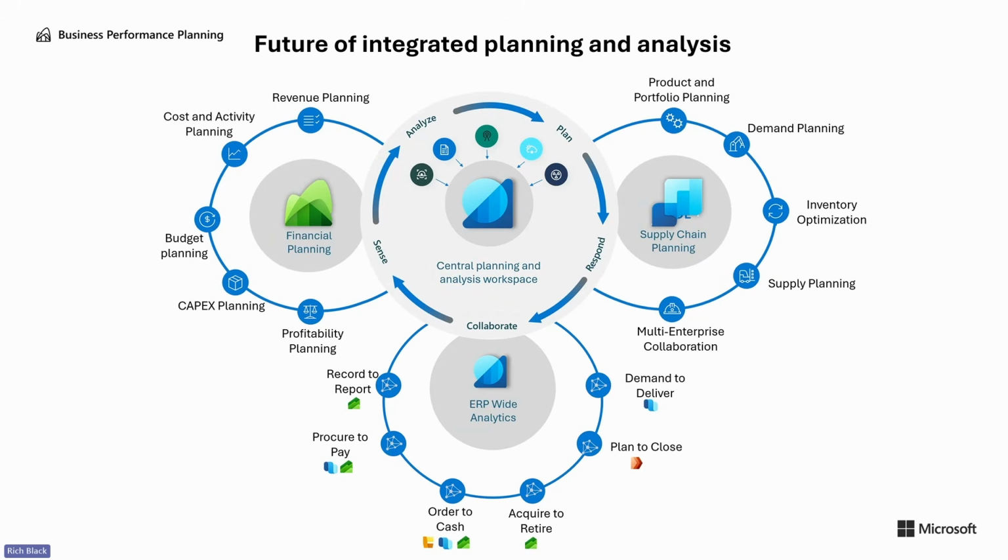BPP handles financial planning, demand planning, and supply chain forecasting. BPA provides ERP-wide analytics, and together they create a connected loop from transaction to insight to plan to execution. That's the direction: fewer silos, tighter integration, faster response.